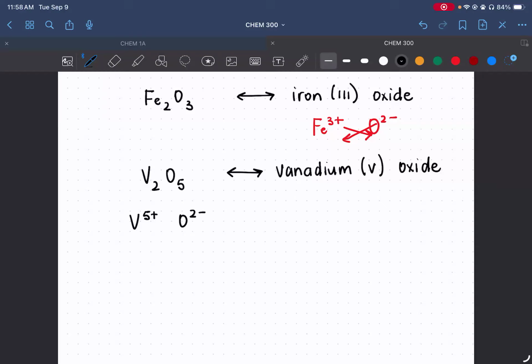If it's on the left, it's the cation. If it's on the right, it's the anion. The cation is written first on the left. The anion is written second.